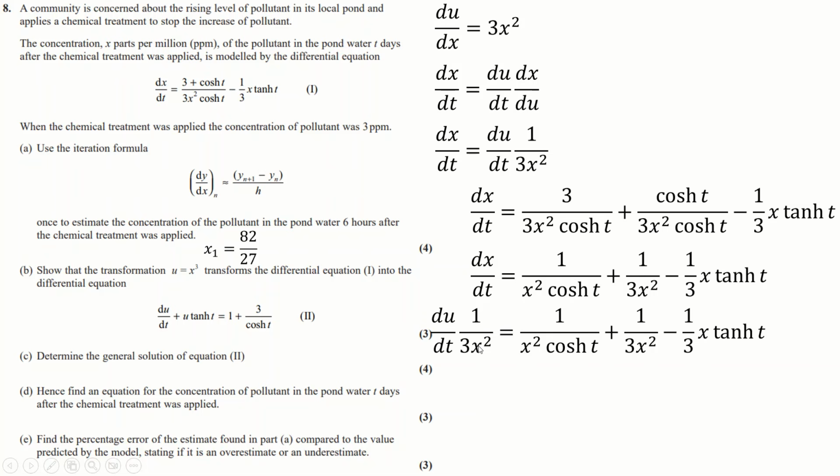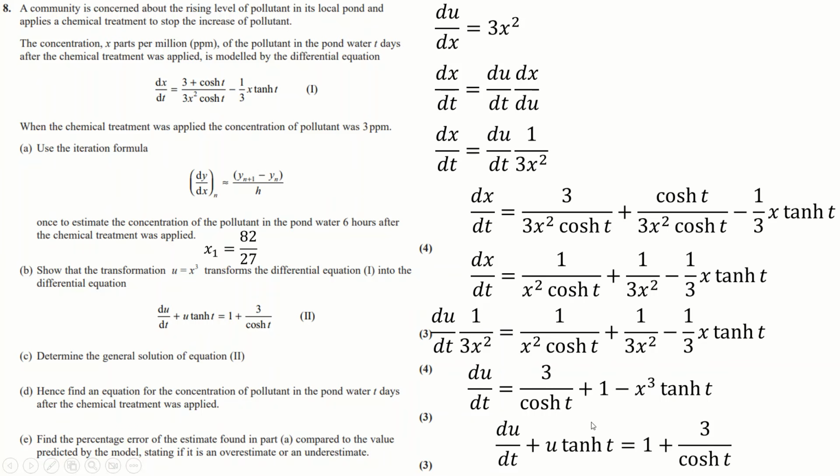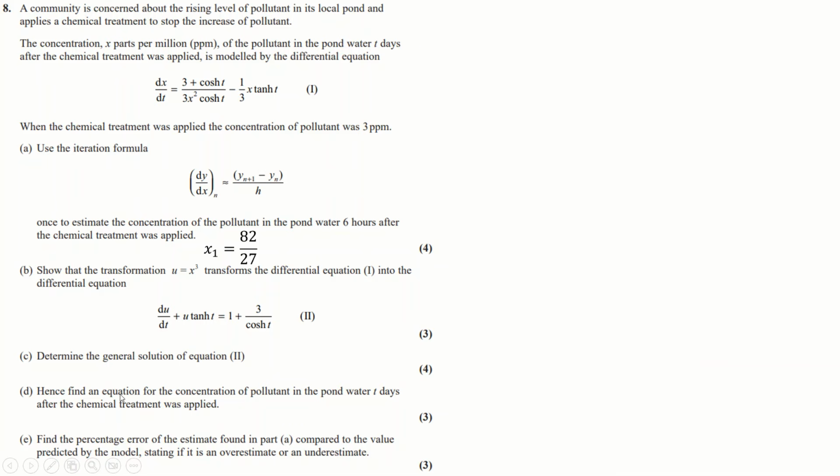And now I can times everything by 3x squared, and I think I get this. That looks good. Yeah, and now I can just replace x cubed with u, and I think I get this. I also moved that to the other side just to make it look exactly how they've got it. And I think that's all I needed to do. So I think it looks more complicated than it is, that question. Hence, determine the general solution of the equation from here.